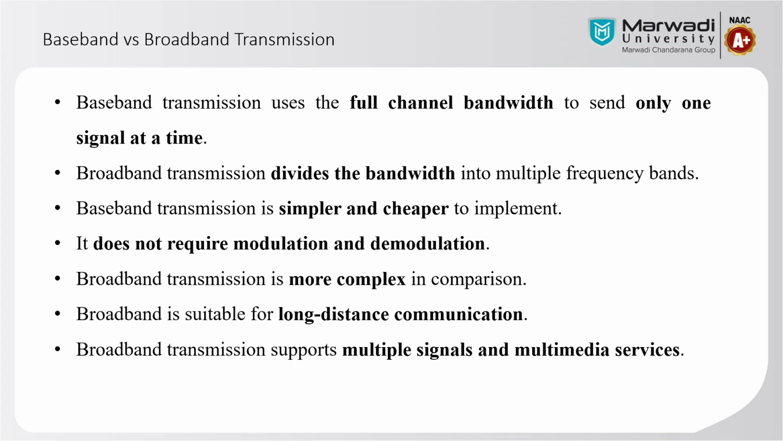Baseband versus broadband transmission. In baseband transmission, the entire bandwidth is used to transmit only one signal. Broadband transmission divides the bandwidth into multiple frequency bands. Baseband transmission is simple and cheaper to implement because it does not need modulation and demodulation. Broadband transmission is more complex and mainly used for long distance communication. Broadband systems support multiple signals and multimedia services, while baseband is best for short range digital communication.